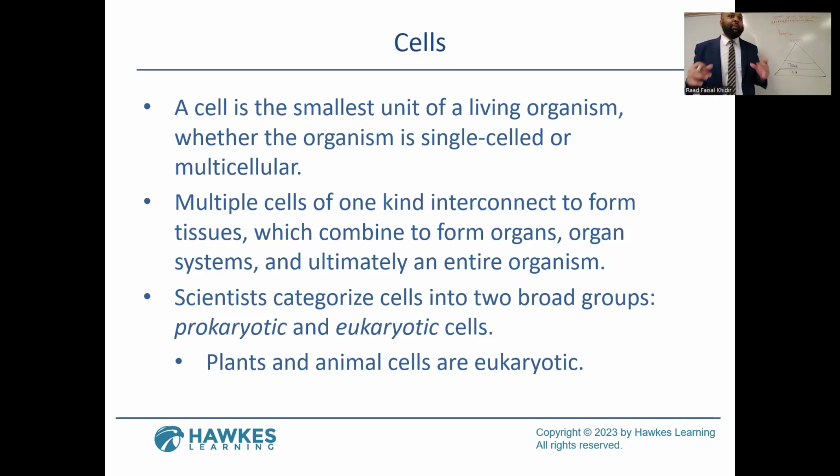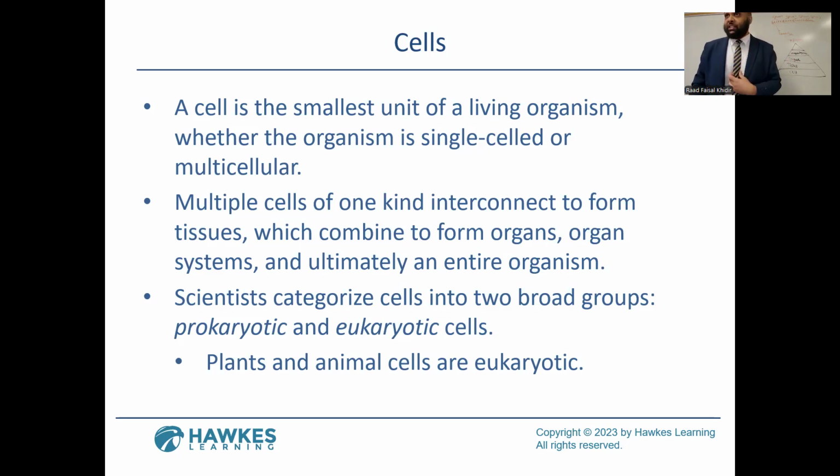So the tissue is made up of the same cells. Now the organ is made up of different tissues. And the organ system is made up of different organs. For example, we don't have the stomach system or the esophagus system or the liver system or the intestine system. We have the digestive system. This system is made up of different organs.